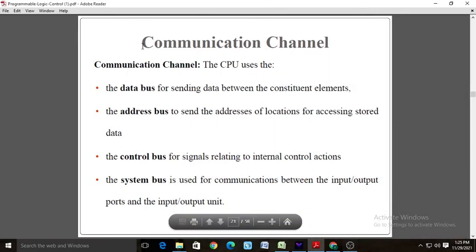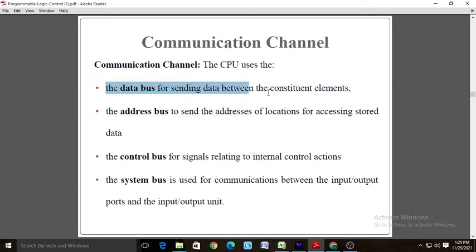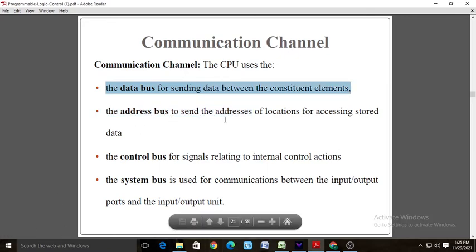Then these are the communicating channels. The CPU uses these communicating channels: the data bus for sending data between the constituent elements, the address bus to send the address of locations for accessing stored data, the control bus for signals relating to internal control actions. The system bus is used for communications between the input and output ports and the input-output units.